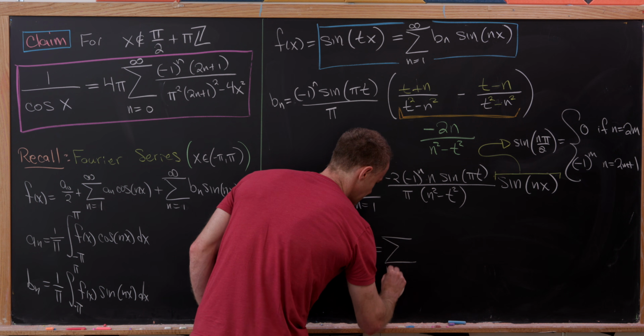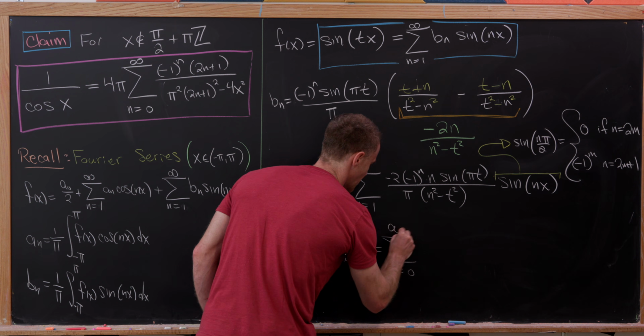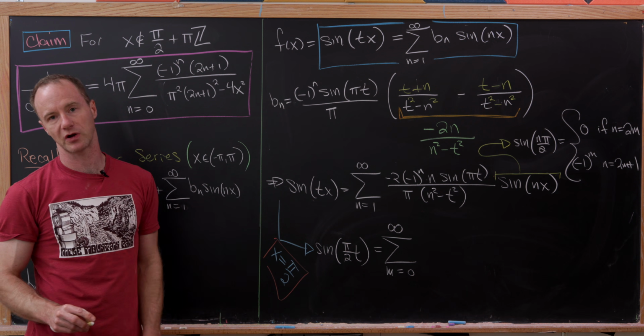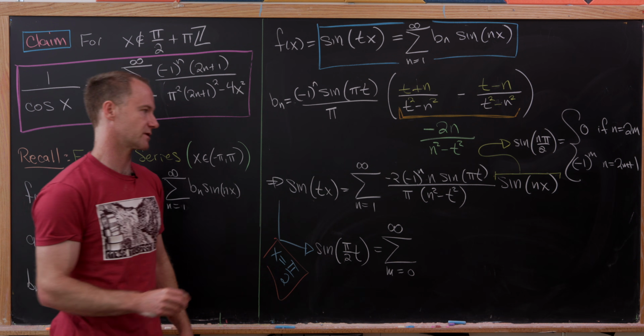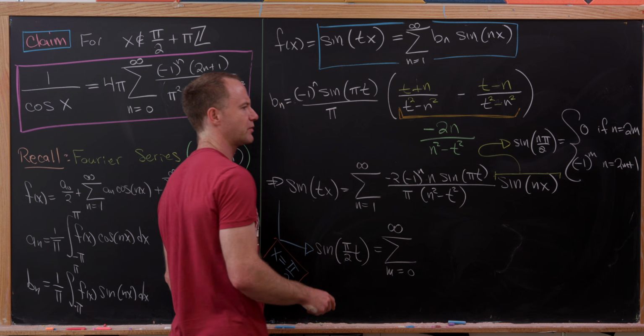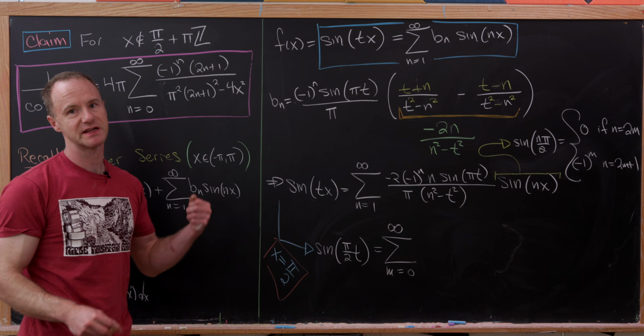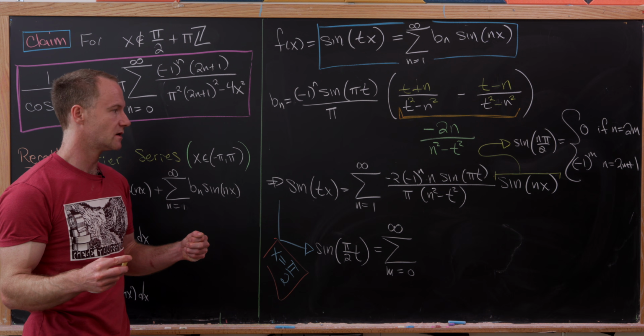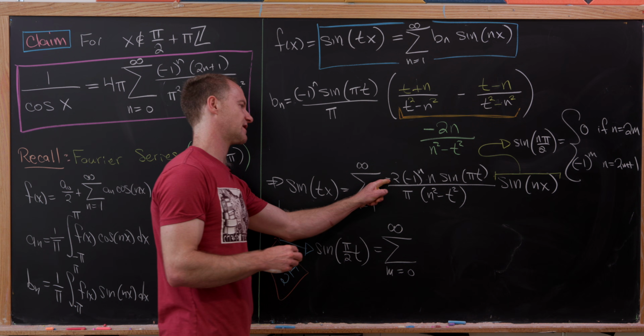So now we'll have the sum as m goes from 0 to infinity, just based off our parameterization of the odd numbers. And then we'll have minus 2, and then we'll have minus 1 to the n, but now n is 2m plus 1, so that means that minus 1 will always be negative. So that means that'll cancel out the minus sign here.